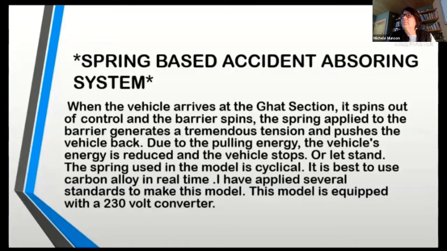The fifth one is spring-based accident absorbing system. When the vehicle arrives at the ghat section, it spins out of control and the barrier spins. The spring applied to the barrier generates a tremendous tension and pushes the vehicle back. Due to the pulling energy, the vehicle's energy is reduced and the vehicle stops.